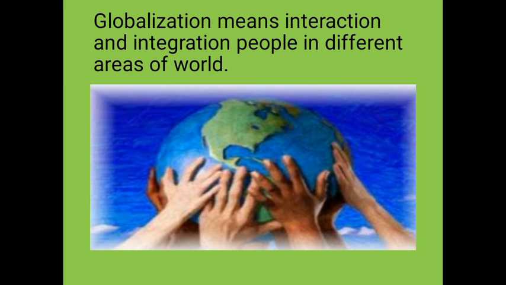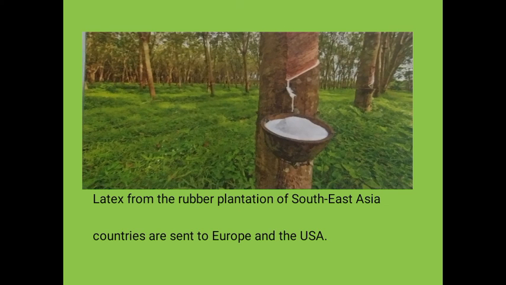Here I am giving you some examples. Here you can see the picture of a rubber plantation. This is the plant of rubber, children. This is a rubber tree, and this rubber is coming out. Latex is produced from the rubber plant. This rubber plantation is in Southeast Asia, and this latex is sent to Europe and USA.